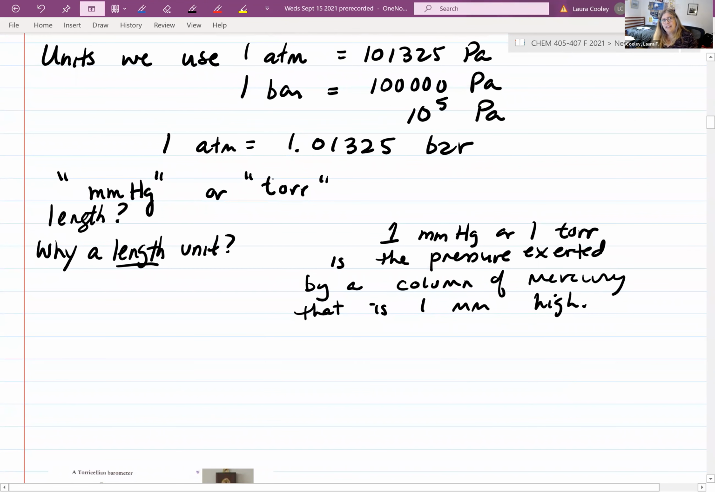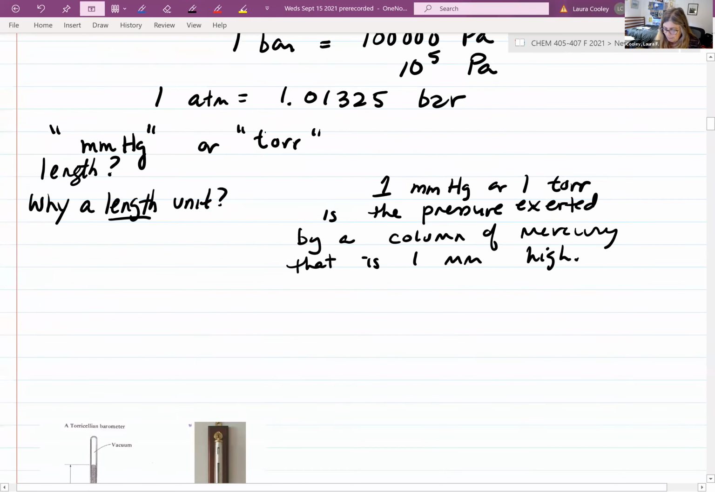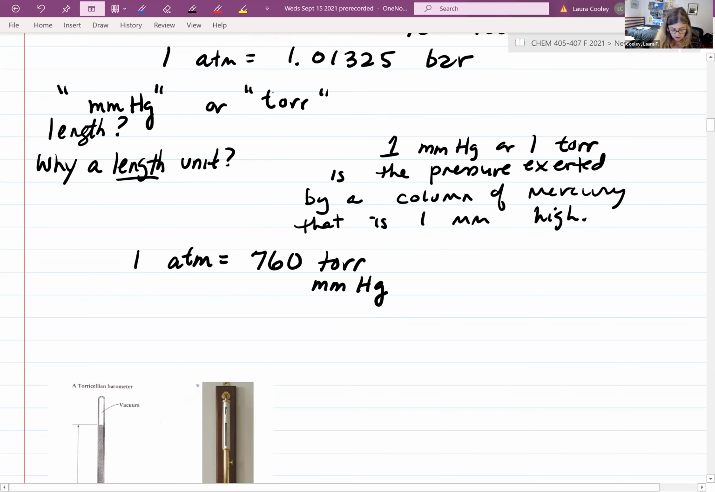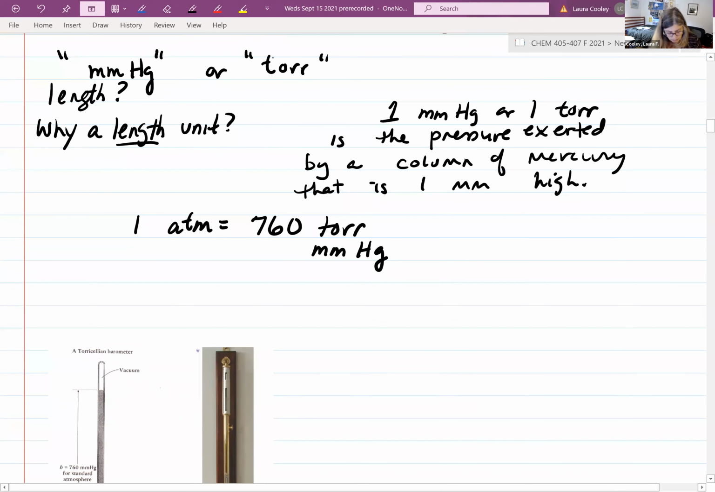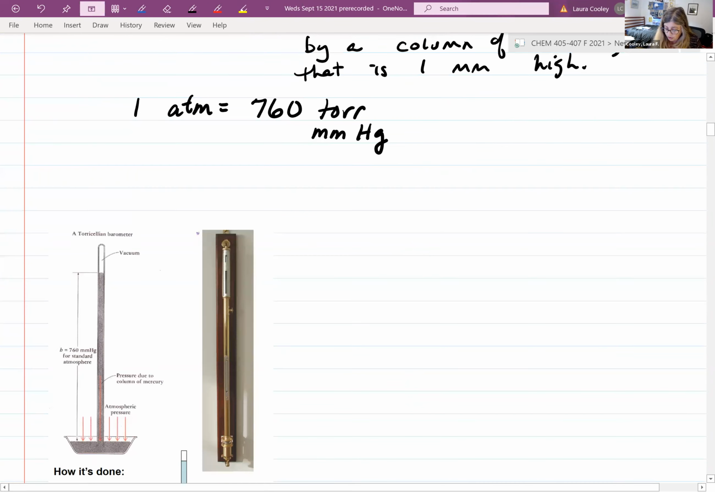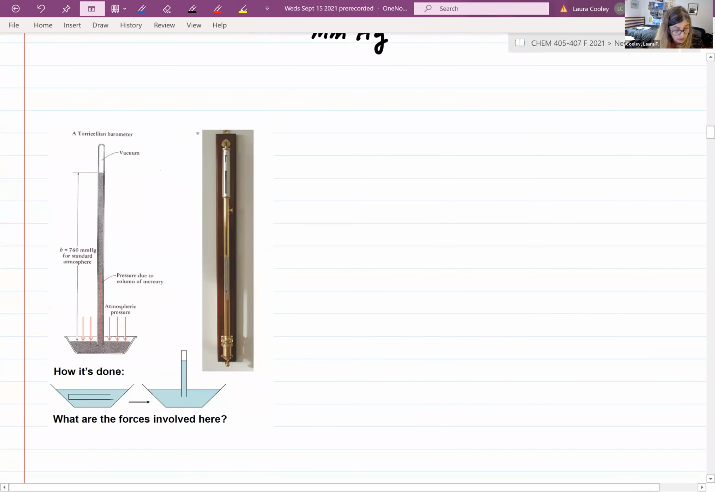So it has made it a very useful substance for measuring atmospheric pressures. So 1 atmosphere is 760 torr, 760 millimeters of mercury. Okay. By the way, in this class, I tend not to use pascals very much, so I don't need you to use them either. So what I want to do is show you a picture here.